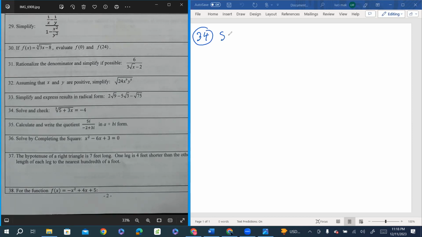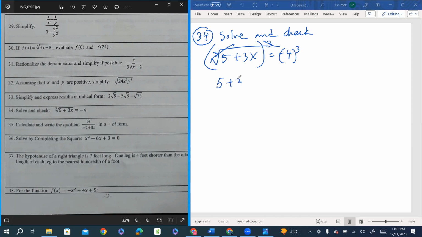So 34, we want to solve and check. We have the cube root of 5 plus 3x equals negative 4. So let's cube both sides first because the cube root is already isolated. The cube root of a cube cancel each other out. So we'll have 5 plus 3x equals negative 4 to the power of 3.